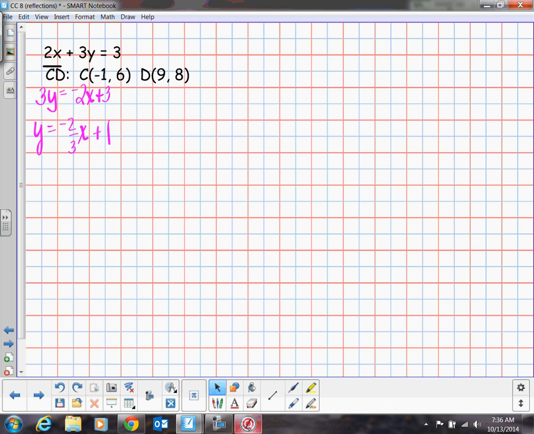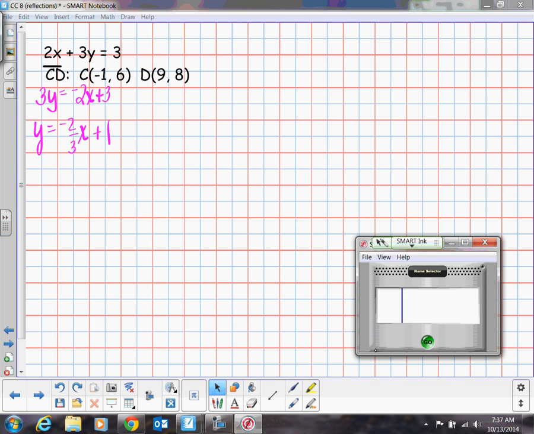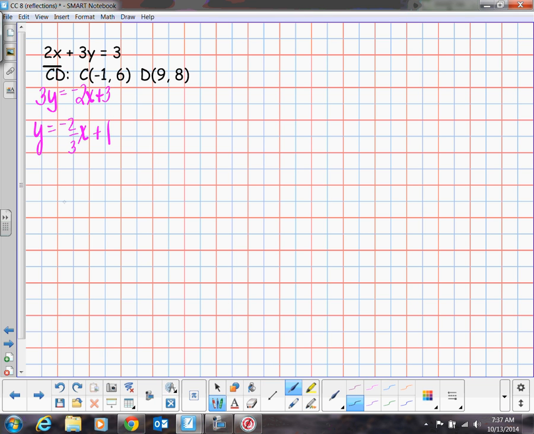All right. So my next step is to graph this line. In order to graph it, Hope, what is my y-intercept? 1, and that's going to be 0, 1. What's my slope? Well, it's negative. Yeah, that's a 3. All right. So now we're graphing our reflection line. We are not doing any reflections at this point.